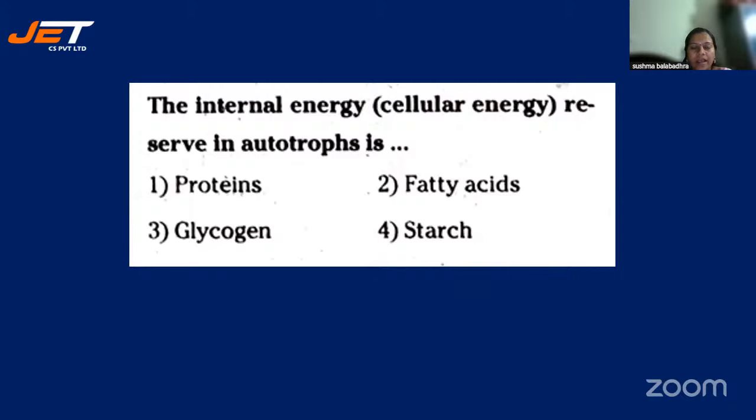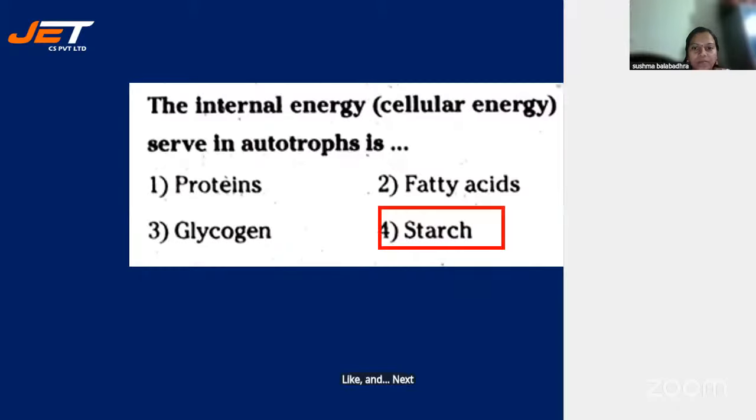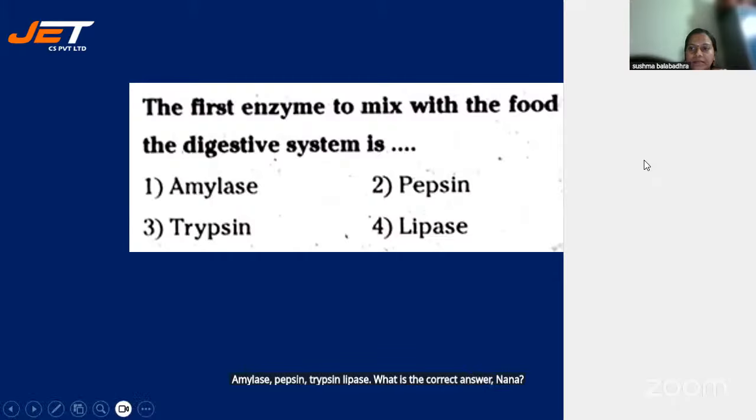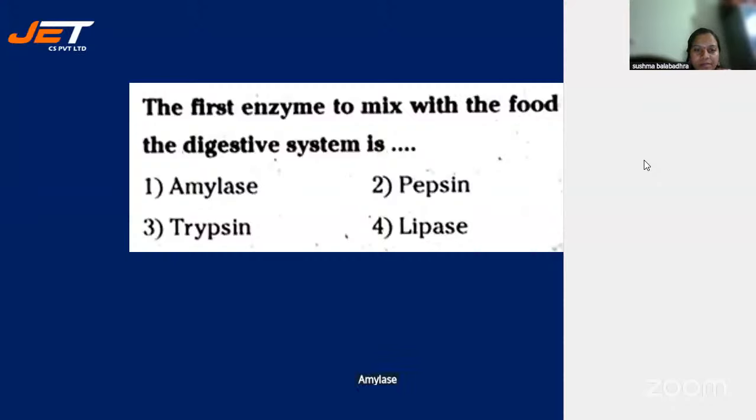And next question, let's see. The first enzyme to mix with the food in the digestive system is amylase, pepsin, trypsin, lipase. What is the correct answer? So, the first enzyme in the digestive system which mixes with the food.